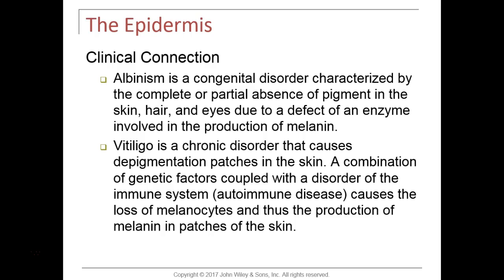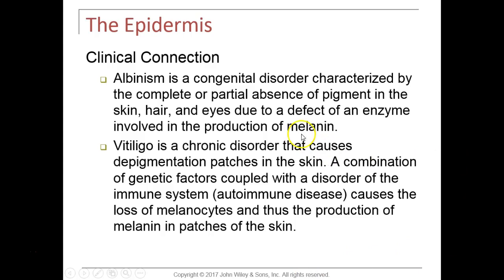Now, as far as some clinical observations dealing with the skin and the epidermis, I want you to know what albinism is. I'm sure you heard of albinos. Albinism is a genetic disorder where an individual that is afflicted with albinism, whom we would call an albino, inherited two bad genes, one from each parent. This is a homozygous recessive disorder, whereby the genes they inherit from their parents do not code for the enzyme tyrosinase. And tyrosinase is the enzyme that is required for the production of melanin.